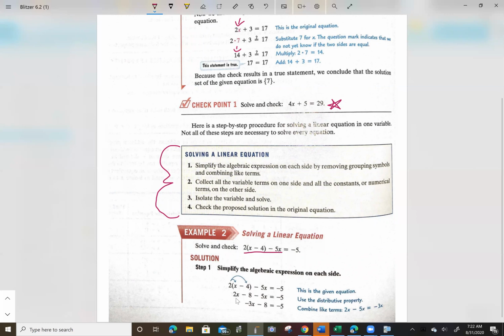So the first thing they're going to do is distribute this 2. So 2 times x is 2x. 2 times negative 4 is negative 8. Then we're still subtracting 5x. It's still equal to negative 5. That hasn't changed. And here is what they were just talking about, combining. So we have 2 x's, and then we take away 5 x's, and that leaves us with negative 3x. Minus 8 equals negative 5.